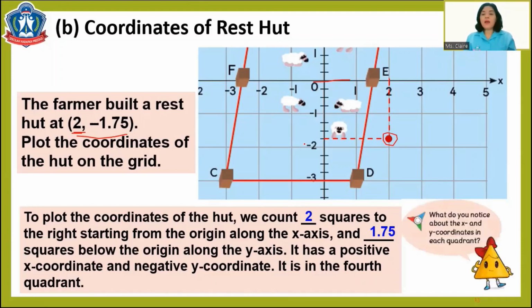What have you noticed about the x and y coordinates in each quadrant? As you observe, coordinates in the first quadrant are all positive. In the second quadrant, the coordinates are negative x, positive y. In the third quadrant, take note, both the x-coordinate and the y-coordinate are negative. And in the fourth quadrant, the x-coordinate is positive and the y-coordinate is negative. So those are the coordinates in each quadrant.